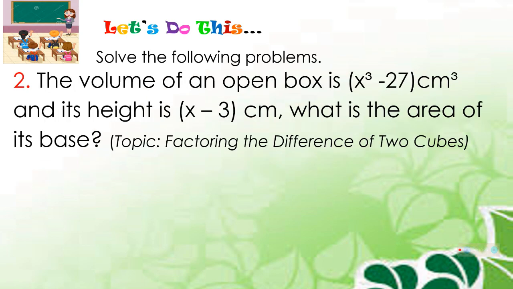As we proceed, let us have number 2. The volume of an open box is x cubed minus 27 cubic centimeters, and its height is x minus 3 centimeters. What is the area of its base? For the hint, it is under the topic of factoring the difference of two cubes. Okay? Pause this again and factor this out.